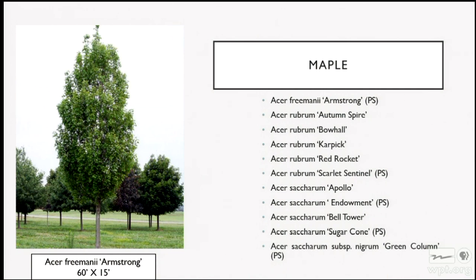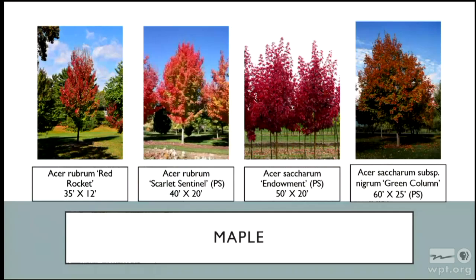So obviously, red maple, red fall color, pretty straightforward. The biggest thing with a lot of these is the width. The Armstrong's one, pretty good one in the 15-foot range. There is, I'm not sure if I got a picture of it, one called Sugar Cone that's really narrow. But you've got Red Rocket, that's only 12. And it's really, you know, kind of a short tree at 35 feet.